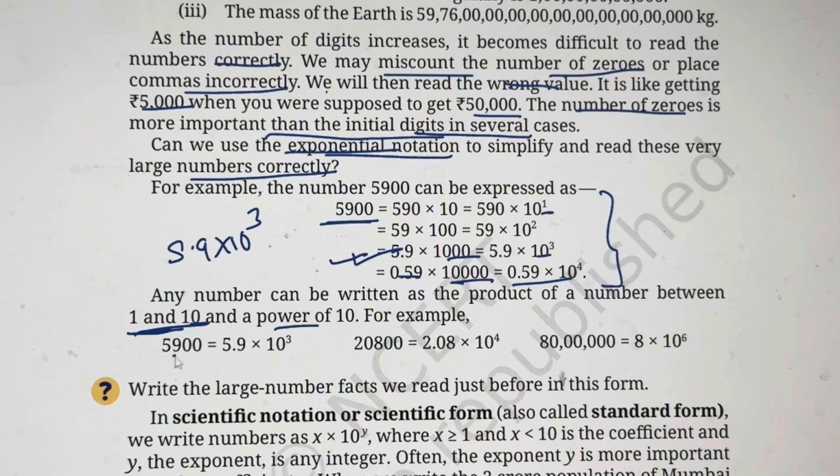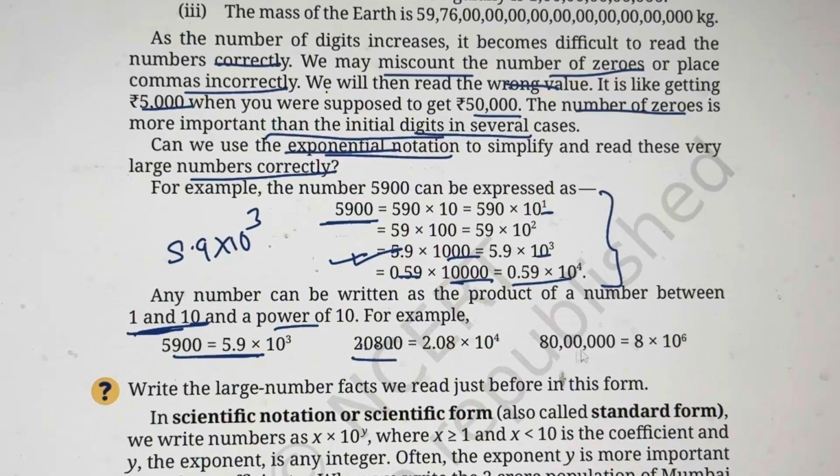This is one way of writing. If it is 20,800, then 2.08 into 10 raised to 4. Now how do we get this 4? By counting after the first digit how many digits are there. 1, 2, 3, 4. You need to count zeros as well, right?